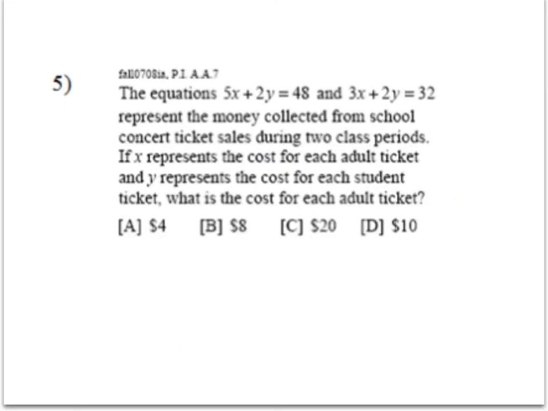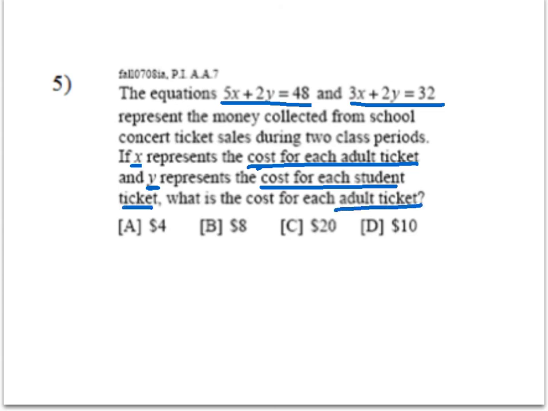Another Regions review question. It says the equations 5x plus 2y equals 48 and 3x plus 2y equals 32 represent the money collected from school concert ticket sales during 2 class periods. x is going to represent the cost for each adult ticket, and y is going to represent the cost of each student ticket. So what is the cost of each adult ticket? So we are solving for x. We are just trying to find the x value.